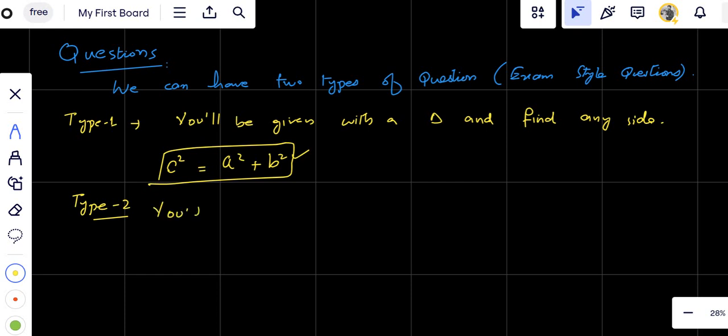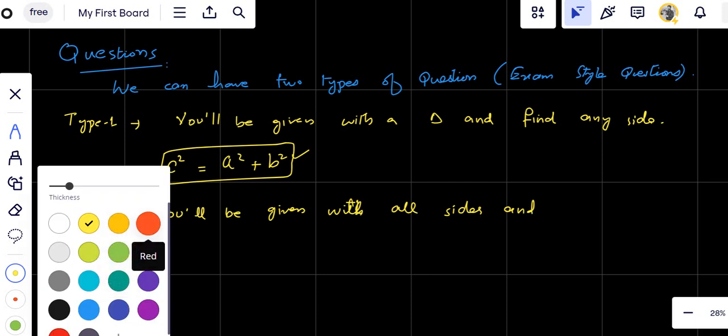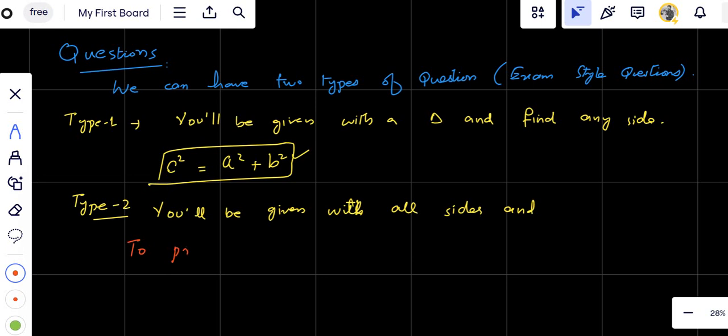In this type, you will be given all sides, and what you need to do is to prove, or you can say to verify, whether the triangle is right or not. Perfect? You getting my point?